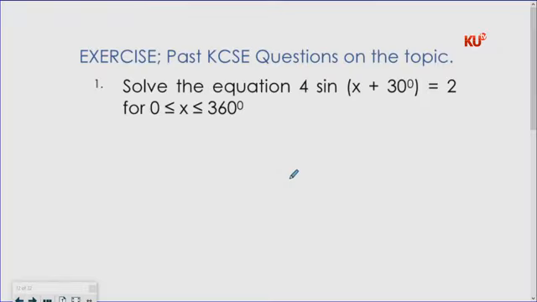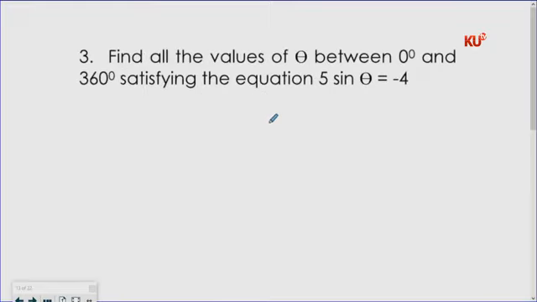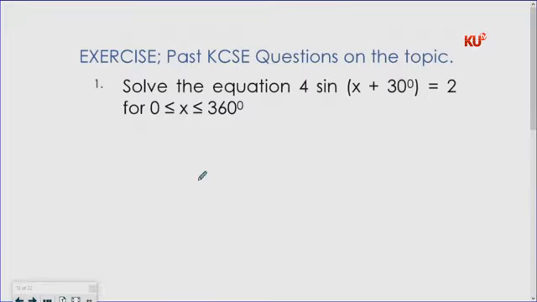You have a past KCSE question on the topic. You are told to solve the equation 4 sine into brackets x plus 30 degrees is equal to 2. The values of x range from 0 degrees to 360 degrees. We can work out this one because I'm sure we have other questions that I'll be giving you. You'll try question number 2 and also question number 3. So I can help you answer this particular question so that I give you some questions you also try at home.